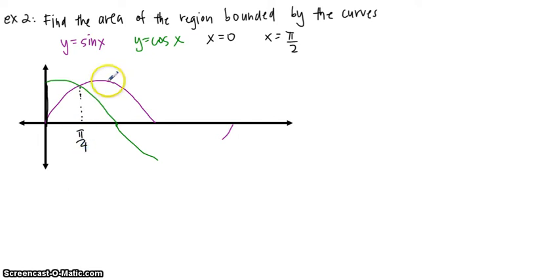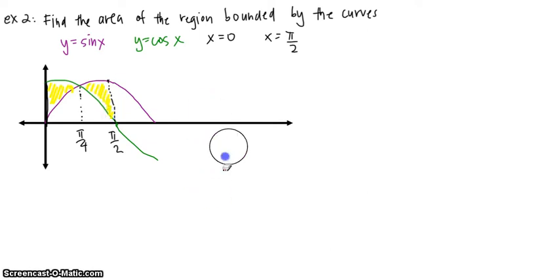Pi over 2 is going to be up here where sine peaks. It's a little crooked. This is going to be pi over 2. So the area that we want is going to be bounded by these two curves and these vertical boundaries here. So it's going to be this area as well as this area.